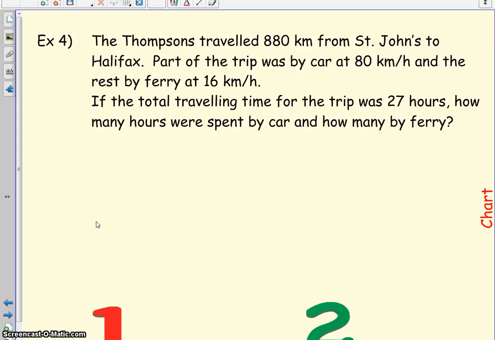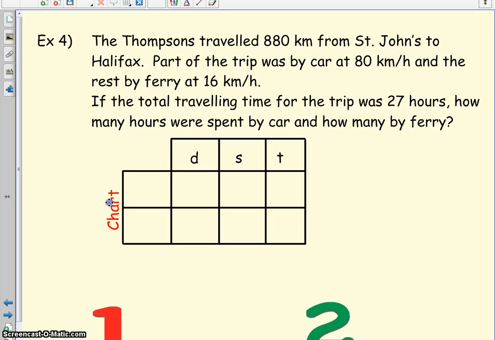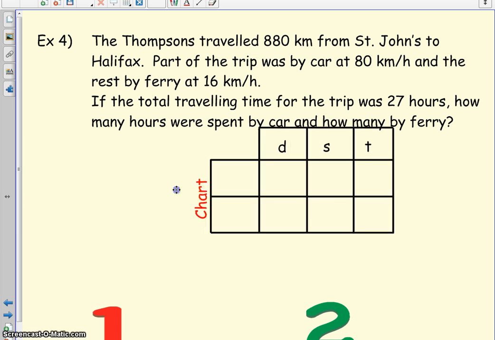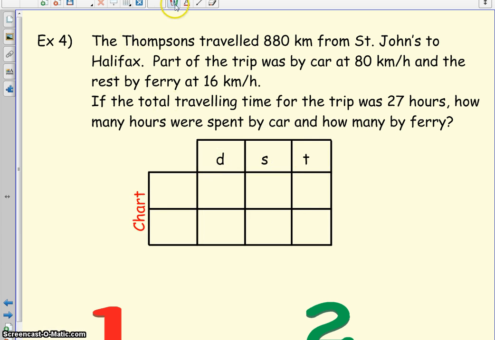Okay, so there's a lot of information going on here. What I suggest you do is organize everything into a chart, because you've got distances, speeds, and times, and 2 different methods of travel, by car and by ferry. So I have distance, speed, and time, and I'm going to put a section here for by car, and another section here for by ferry. And just because I have information about totals as well, I include another row for that.